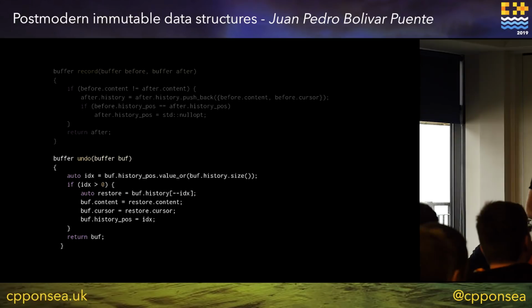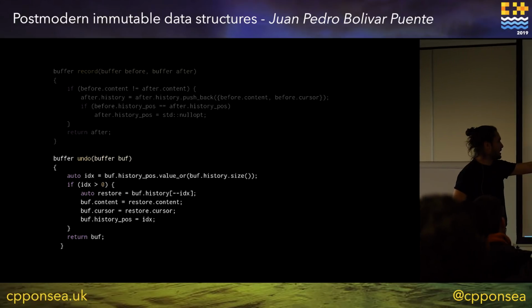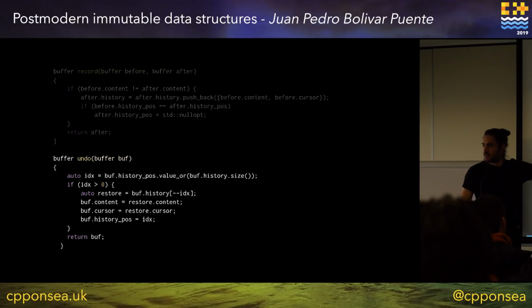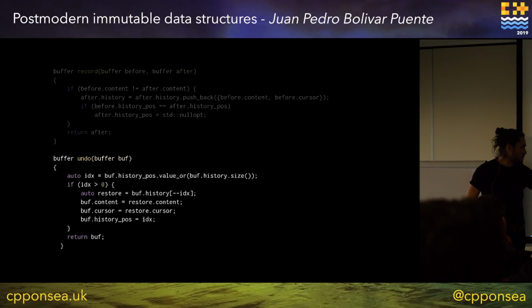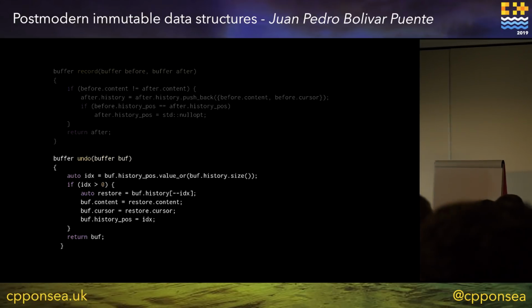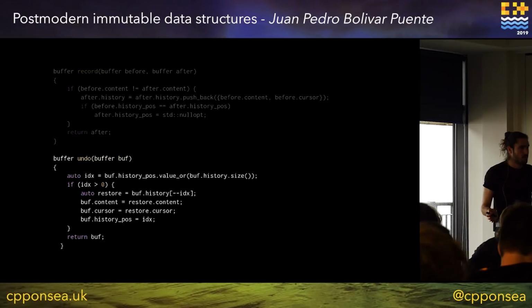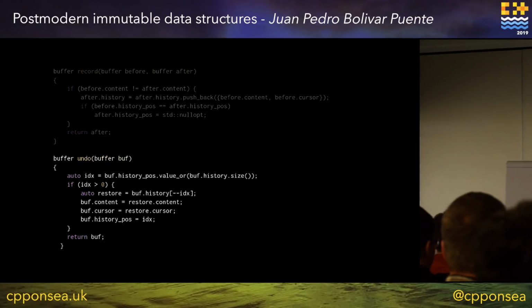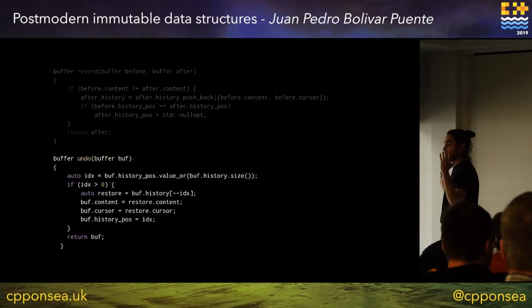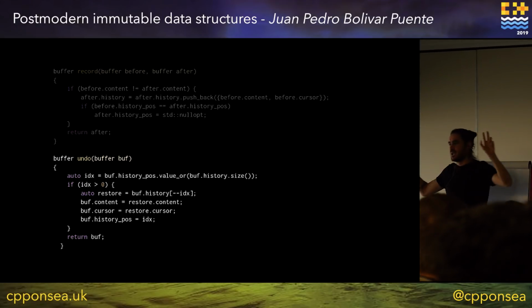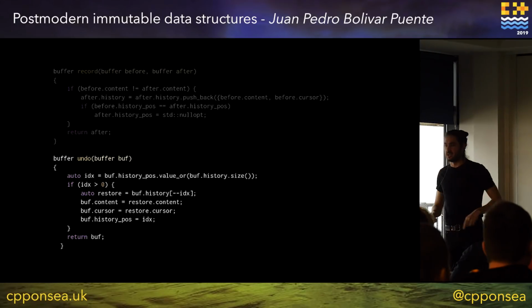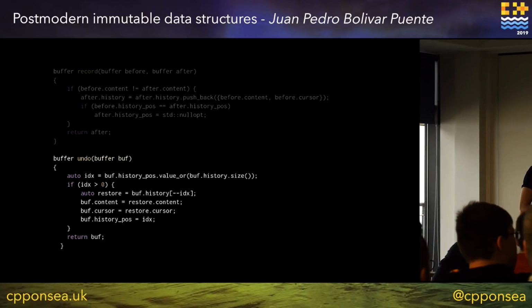Then when you want to undo, well, we just look up what's the index of the history position, taking into account the possibility of it being at the end, which was the null value. And if it's a valid index, then we just query the content and the cursor position and set them in the buffer and return it, right? Now here, because these data types were structs, we do assignments, right? So we do normal C++ here, but these functions are pure functions because they take by value and return by value. So when I say I update the content, what I'm saying is I eventually return a buffer with this content updated, right? So yeah, this is all you need.